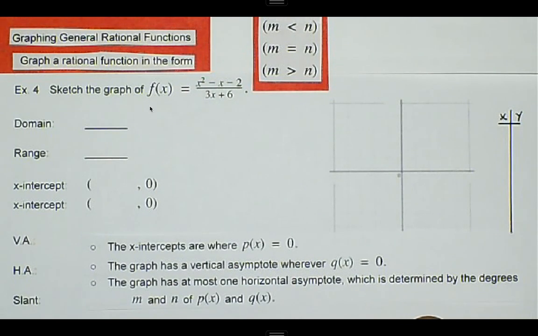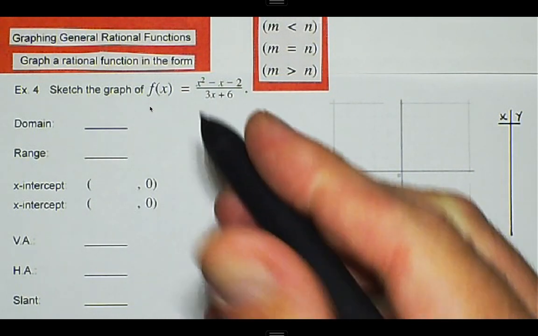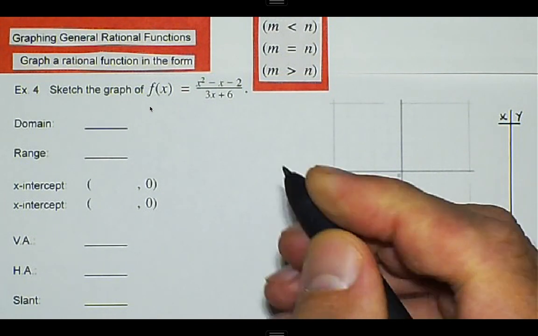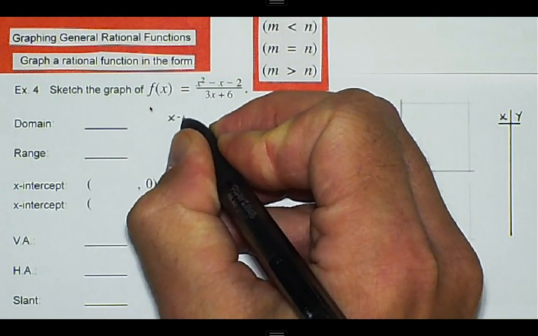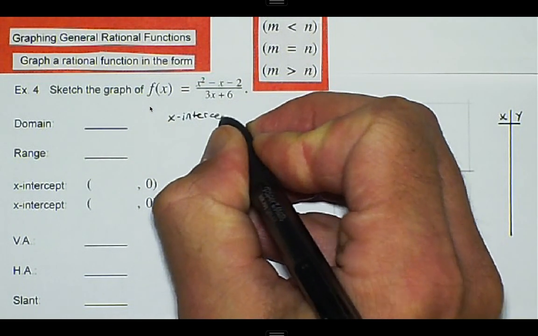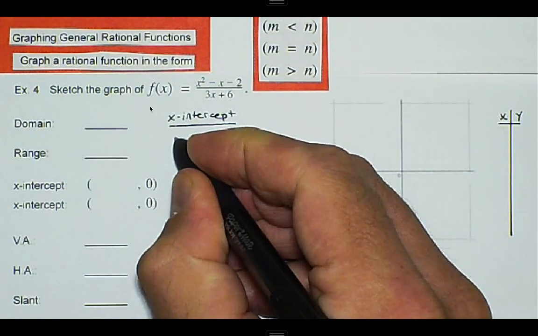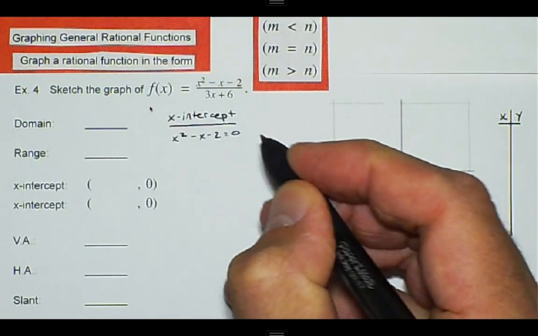We are graphing general rational functions in different forms. And the first thing we want to start with is we want to calculate our x-intercepts. So what we do is we take the numerator and set it equal to 0 and see what we get. So in this case, our x-intercept is x squared minus x minus 2 equals 0.